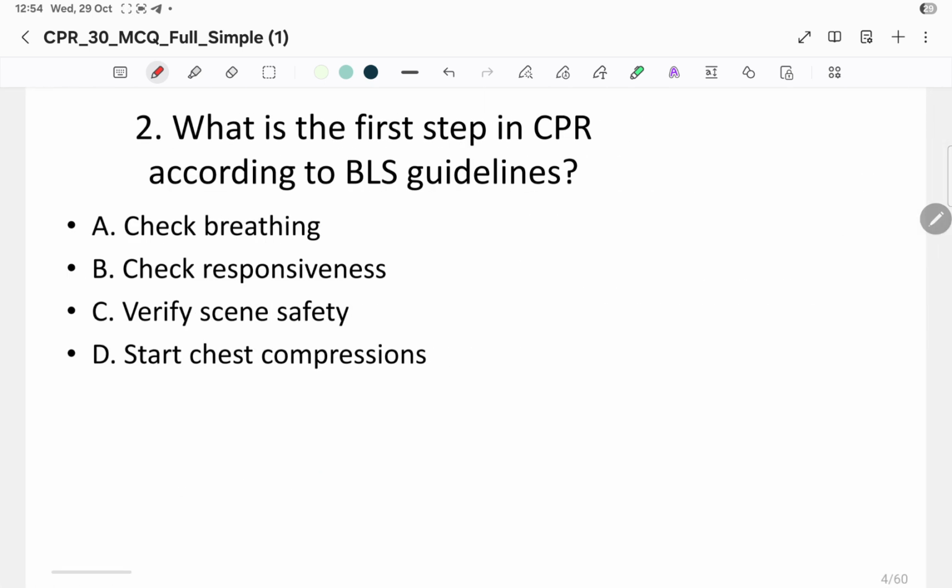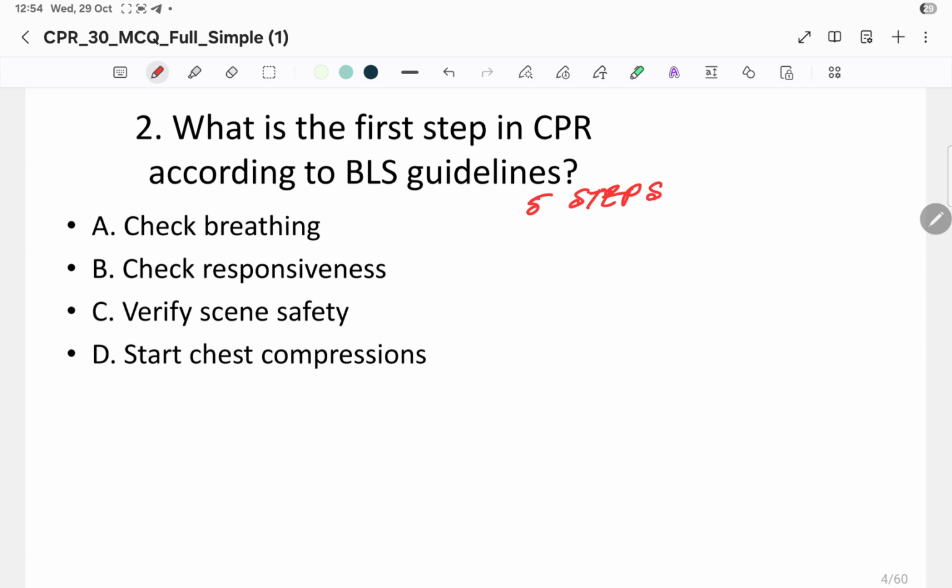Next, what is the first step in CPR according to BLS guidelines? Option A, check breathing. B, check responsiveness. C, verify scene safety. D, start chest compressions. So in BLS guidelines, we have 5 steps.